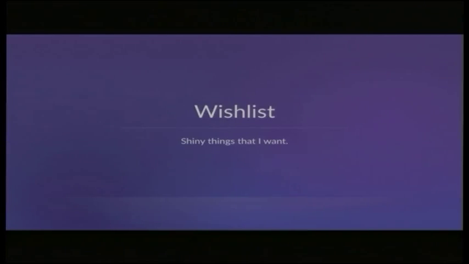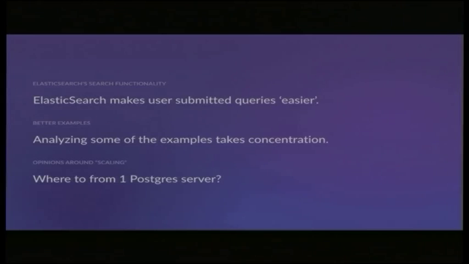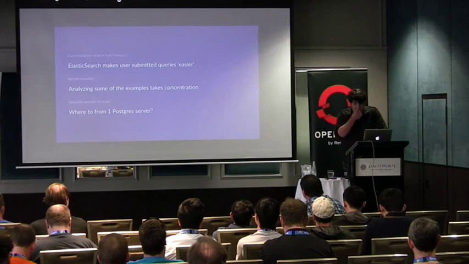So I do have a wish list of shiny things that I want in Postgres, because it doesn't have everything. I absolutely adore Elasticsearch's search functionality. I can issue a search string, which is this really nice syntax to use. I can even submit that on behalf of the users, and it will show results. Some of the examples in the documentation are really good to look at.